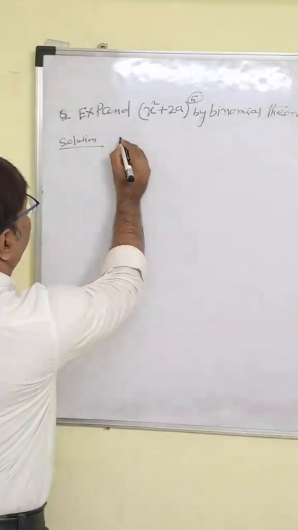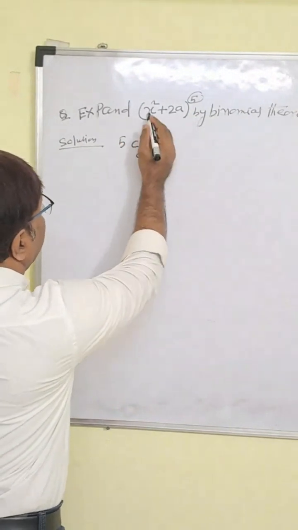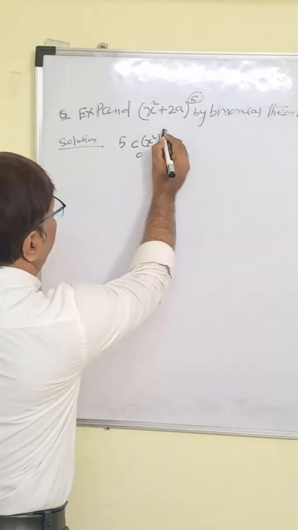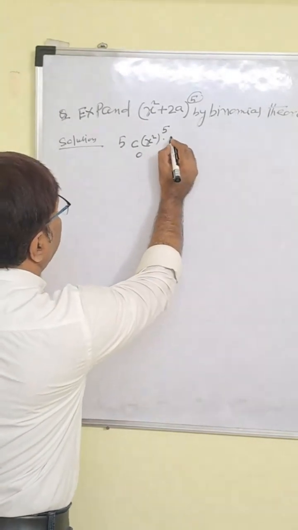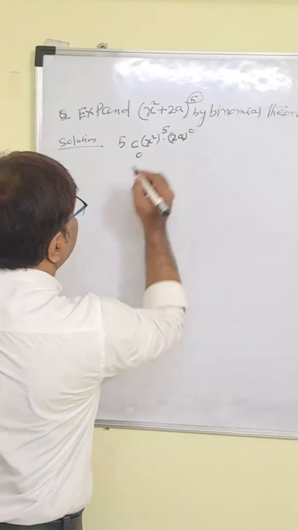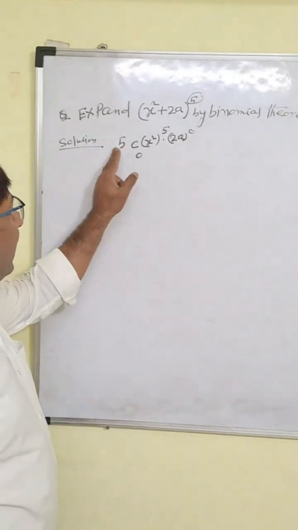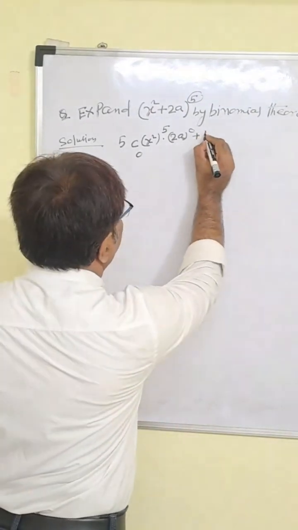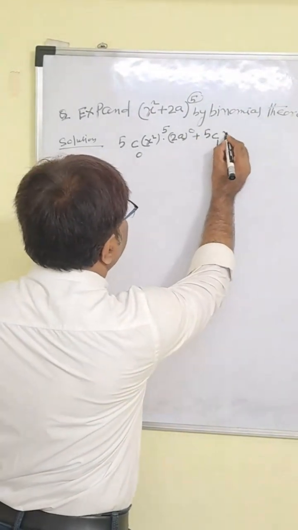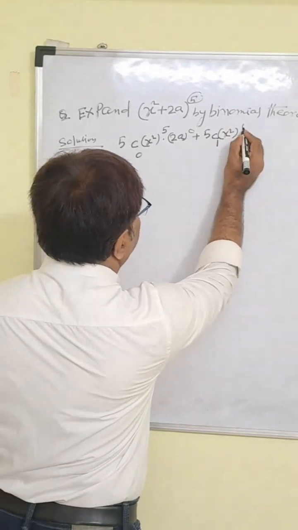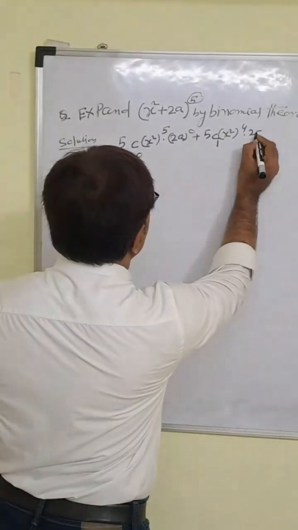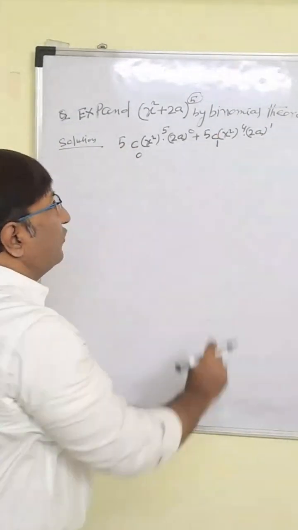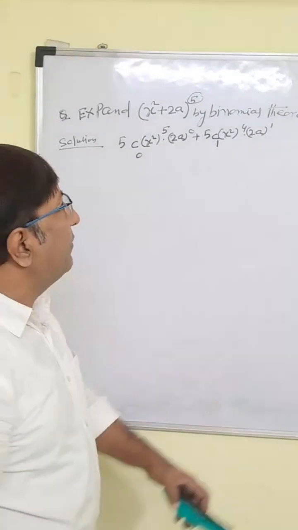So the first term is 5C0. A is x², so a to the power n minus r, 5 minus 0, is 5, into b to the power r, that is 0. So 5C0, a^(n−0) and b^0. Now the next term will be 5C1, again a is x², 5 minus 1 is 4, into b, which is 2a, to the power 1. So 5C1, a^(n−1), b^1.